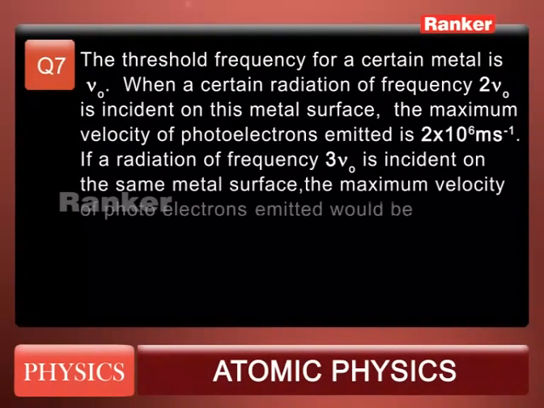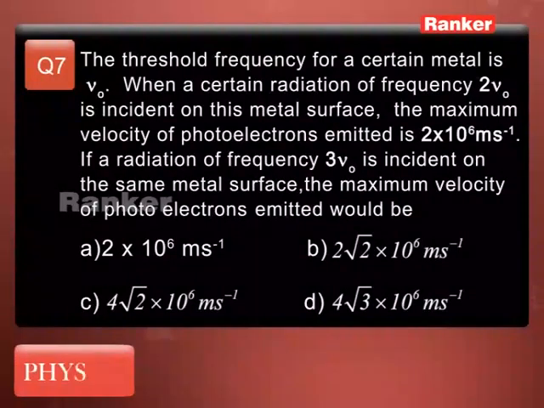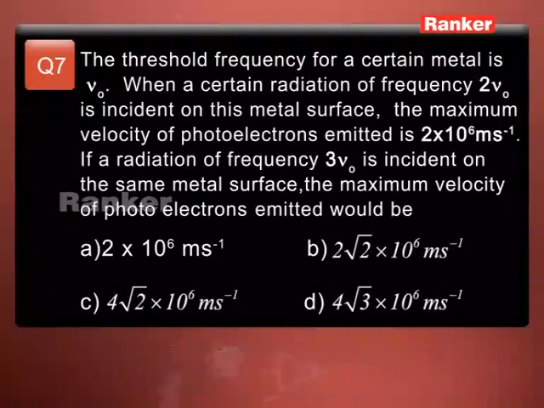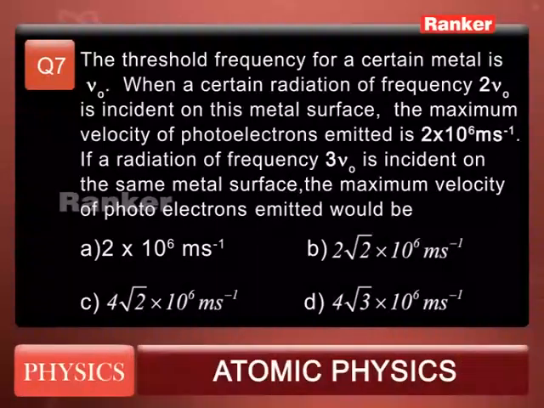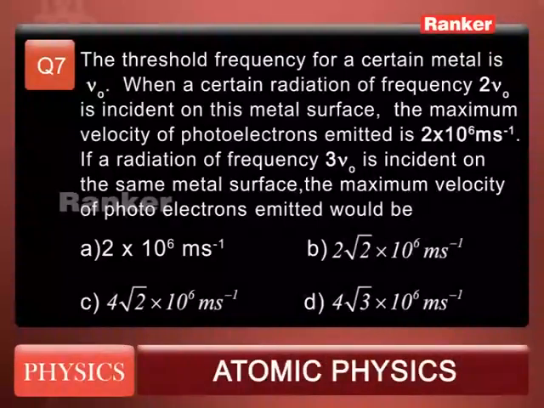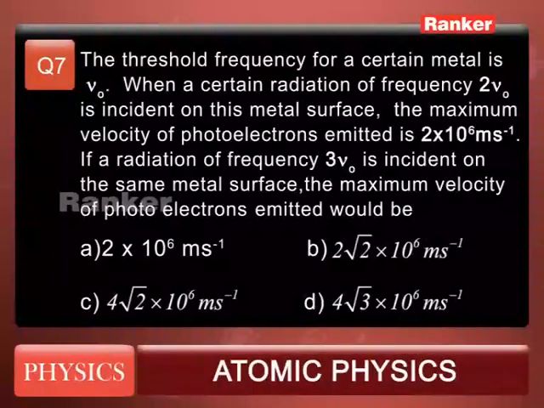The threshold frequency for a certain metal is nu naught. When a certain radiation of frequency 2 nu naught is incident on this metal surface, the maximum velocity of photoelectrons emitted is 2 into 10 power 6 meter per second. If a radiation of frequency 3 nu naught is incident on the same metal surface, the maximum velocity of photoelectrons emitted would be how much?